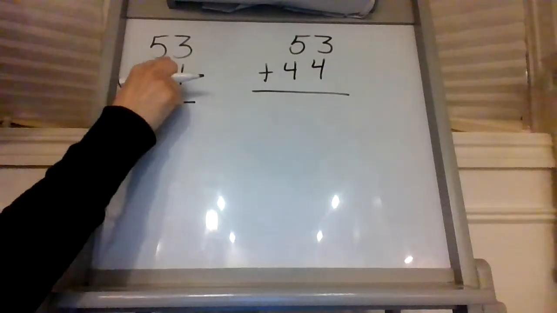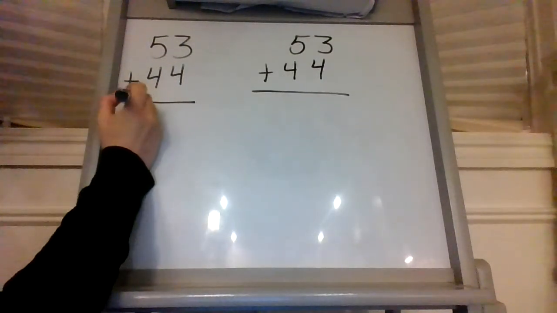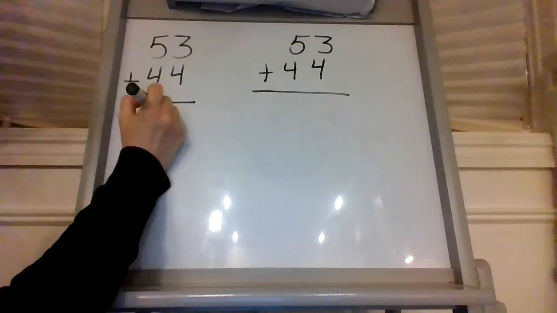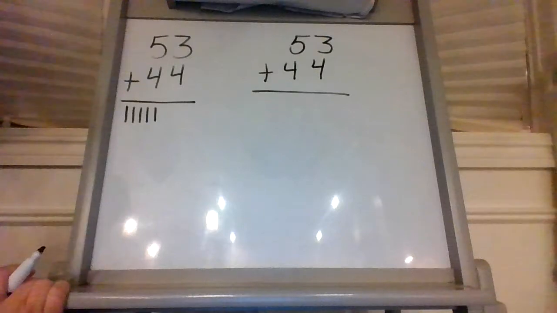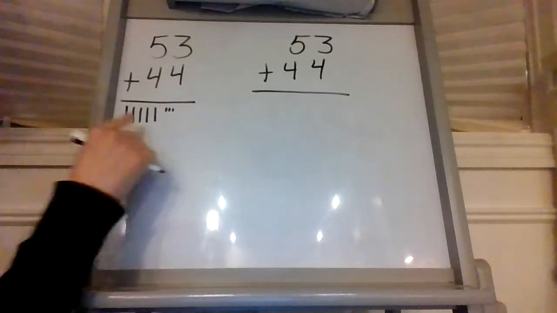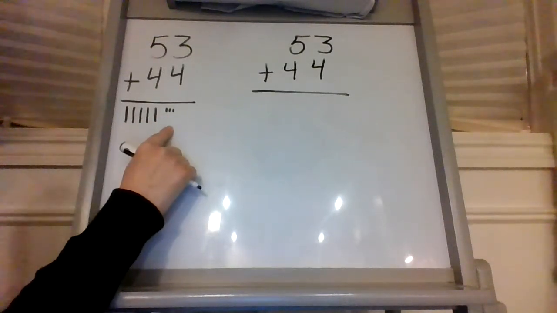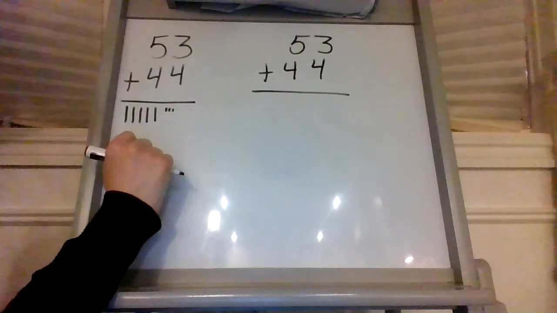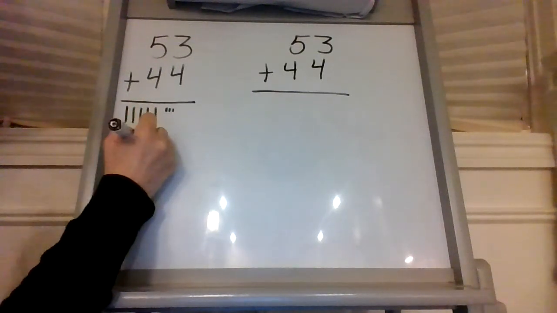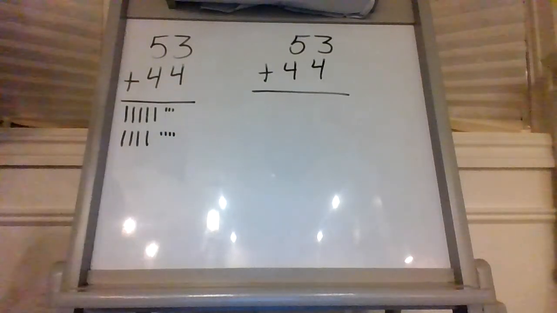So I have 53 plus 44. 10, 20, 30, 40, 50. That's 5 longs. 1, 2, 3. That's 3 cubes. So 53. I represented the number with base 10 blocks. I'm going to add to that 44. 10, 20, 30, 40. 1, 2, 3, 4.